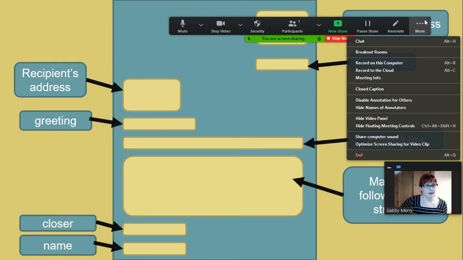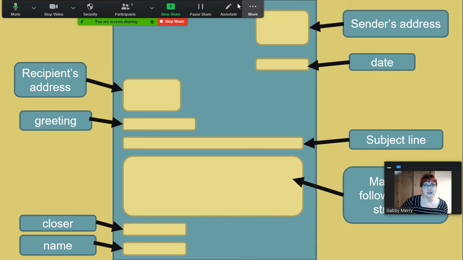So several weeks ago, we did look at letter layout. Just a brief overview for you. You are the most important person, so you go first. Sender's address first, followed by the date. The date needs to be in full, so that means you write the month as the word. Then it's followed by the recipient's address.